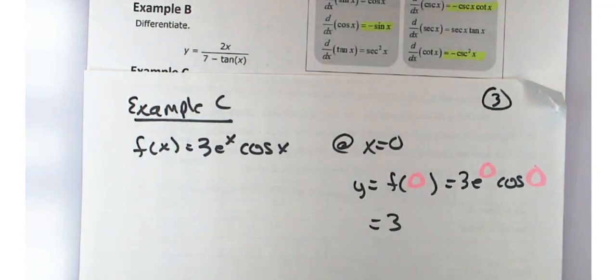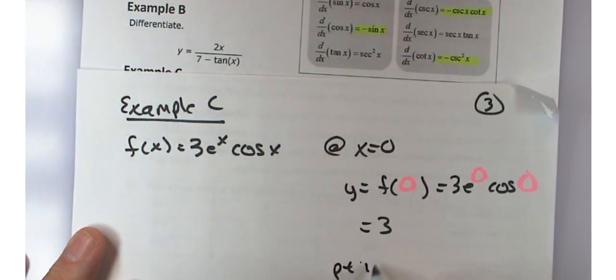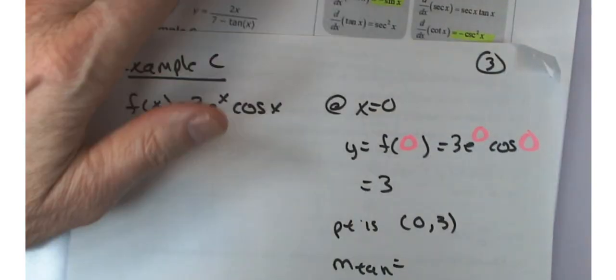We need two things to find the equation of a line. What are those two things? Slope, good. And a point. We're trying to find the tangent line. What two things do we need to find the equation of it? Yeah, we need a slope and a point, right? We've got our point, so our point is (0, 3). The slope, how do you find the slope of the tangent line?